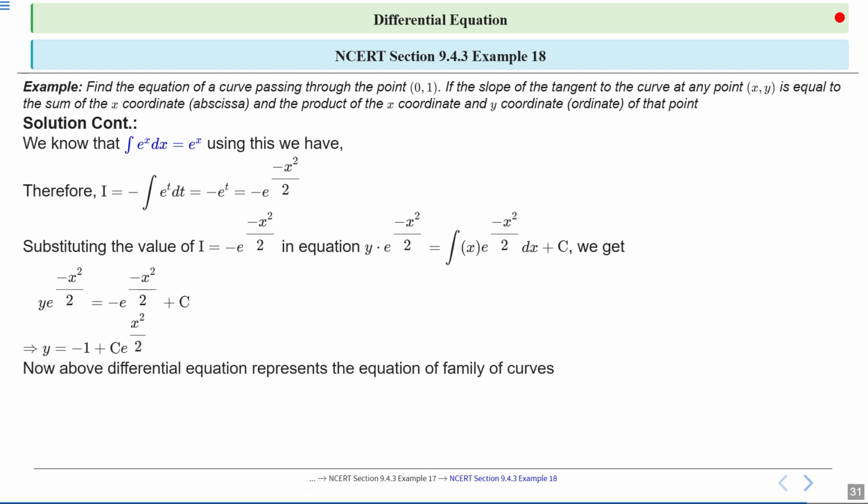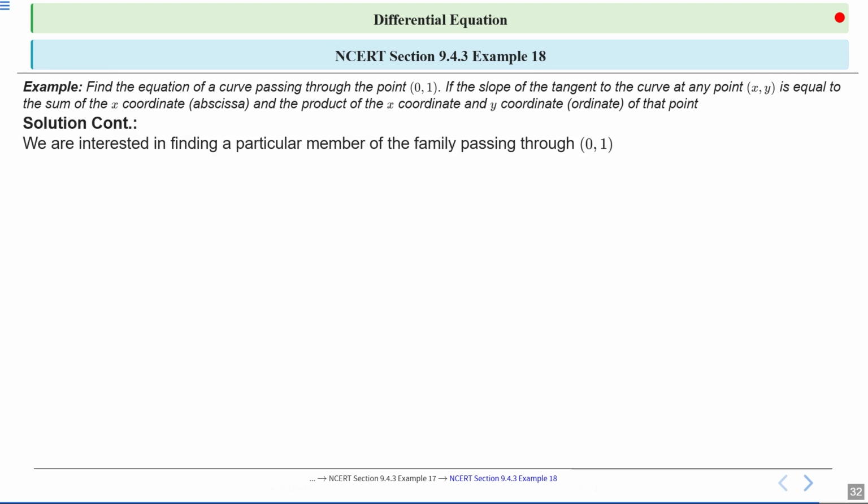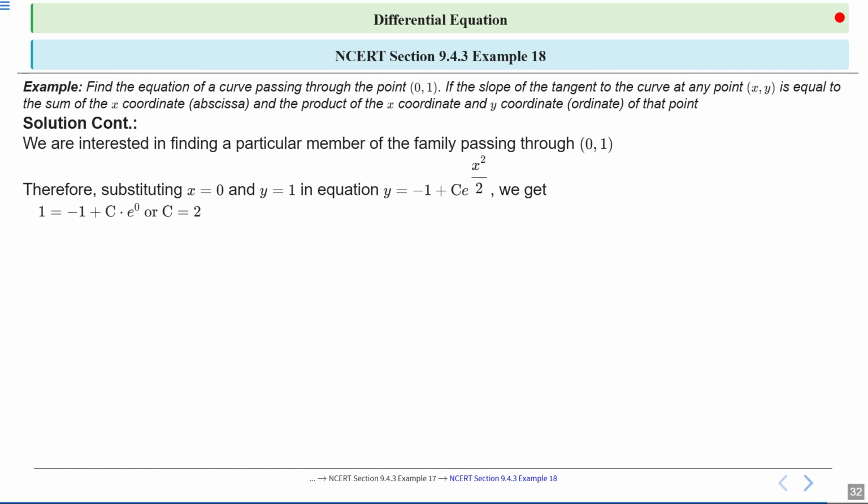As this represents a family of curves, equation of family of curves, but we just need a single equation of a curve which also passing through the point 0, 1. So we just use that condition. So we are interested in finding a particular member of solution passing through 0, 1. Therefore, just substitute x equal to 0 and y equal to 1 in this equation. So y is equal to minus 1 plus c into e the power x square by 2. So we get 1 is equal to minus 1 plus c into e the power 0. So c is equal to 2.